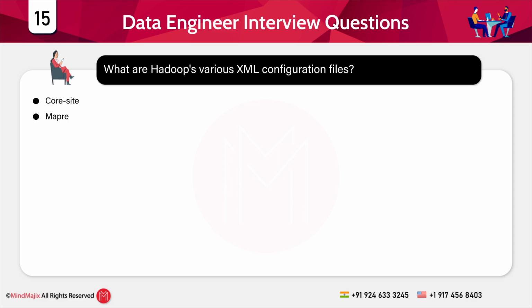So guys, there are different types of XML configuration files which are present in Hadoop, and those files are core-site.xml, mapred-site.xml, yarn-site.xml, and hdfs-site.xml.